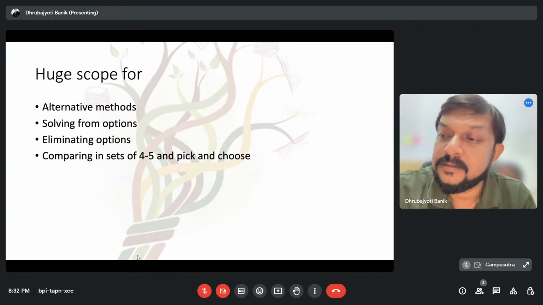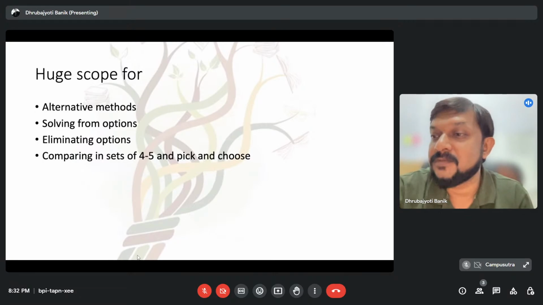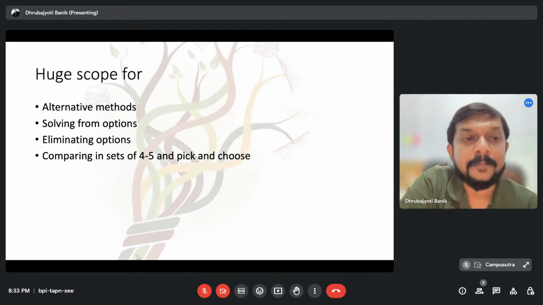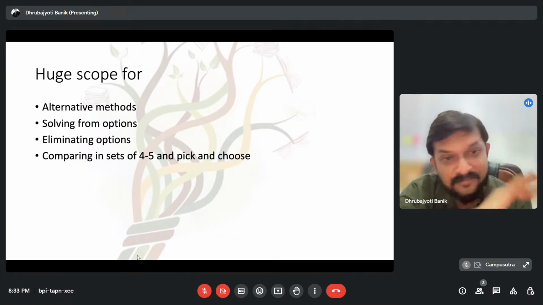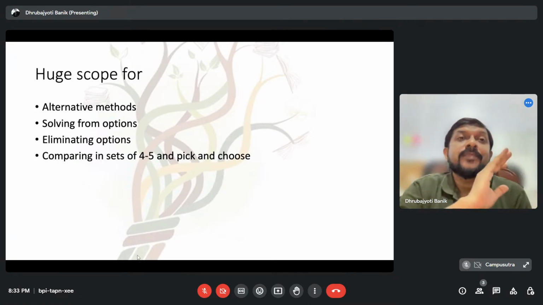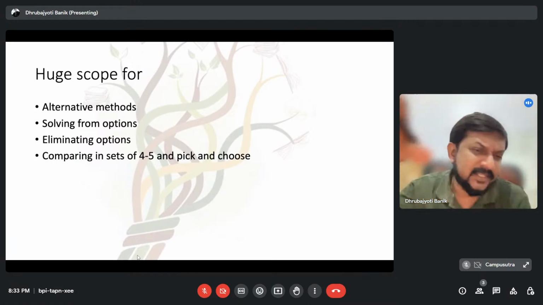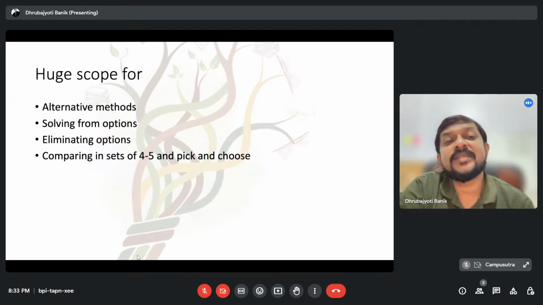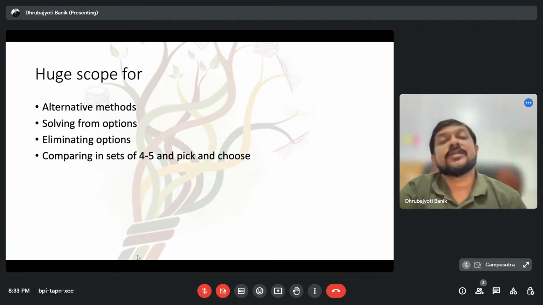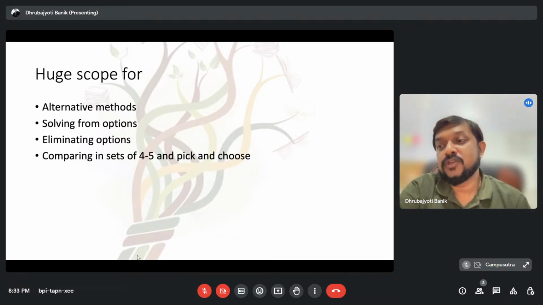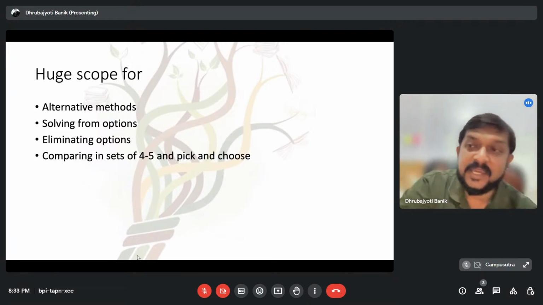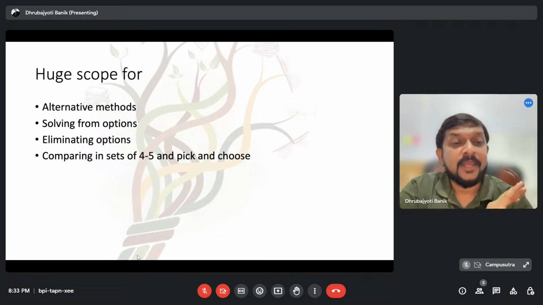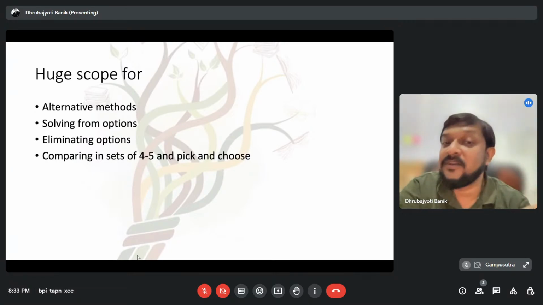Unlike DI or VRC, remember, quant has huge scope. I just showed you with one example in the question. Quant has huge scope for alternative methods, for solving from options, from eliminating options. So it is very important that whenever you are preparing, if you are not thinking about all these things, then you are not preparing for quant fully.